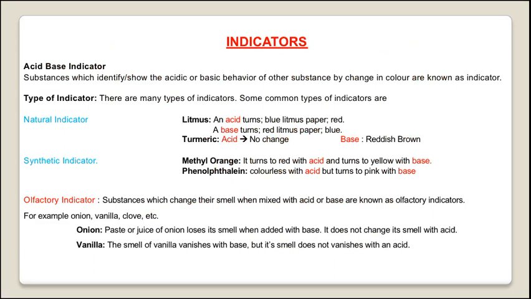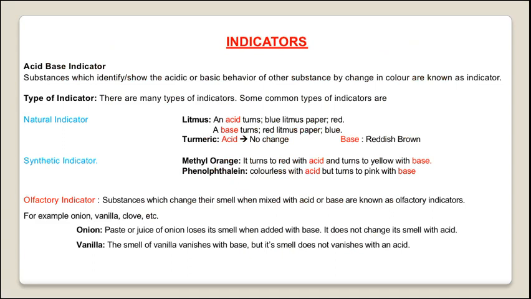Litmus is derived from the lichen plant, and the natural color of litmus is violet or purple, and when it comes to the market it comes in the form of blue and red. When litmus is put into acid, it turns blue litmus paper red, and if it is put into base, it turns red litmus paper blue. This means we have two types of litmus paper, red and blue. It can be used to test acids and bases.